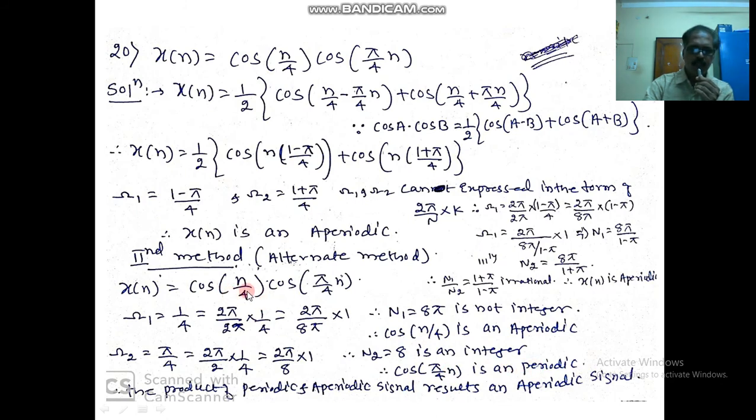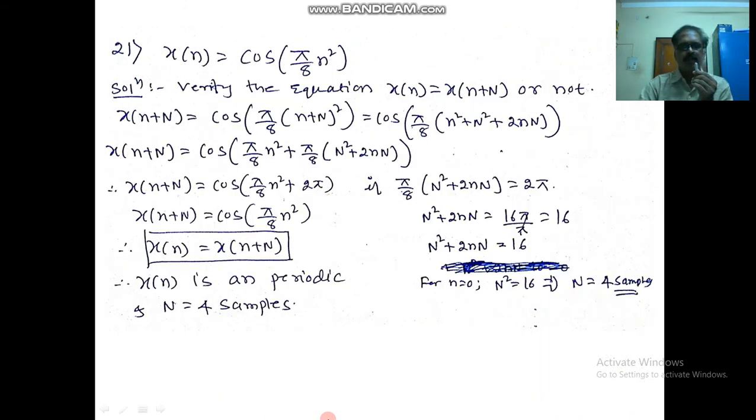The multiplication of aperiodic into periodic gives an aperiodic signal. Therefore the product of a periodic and an aperiodic signal results in what signal? Aperiodic signal. So we can use either method for this type of problem. Go for the next problem.